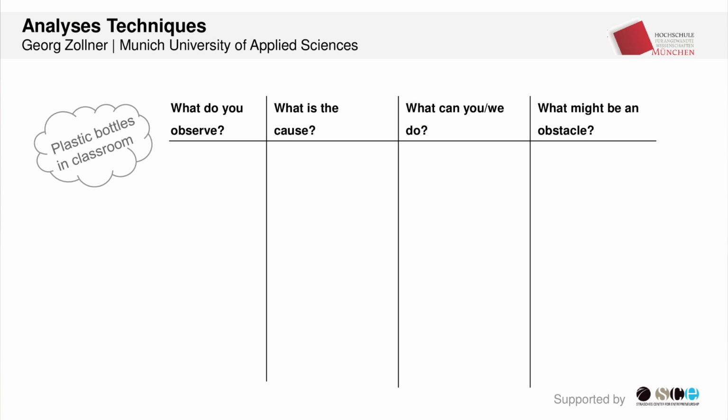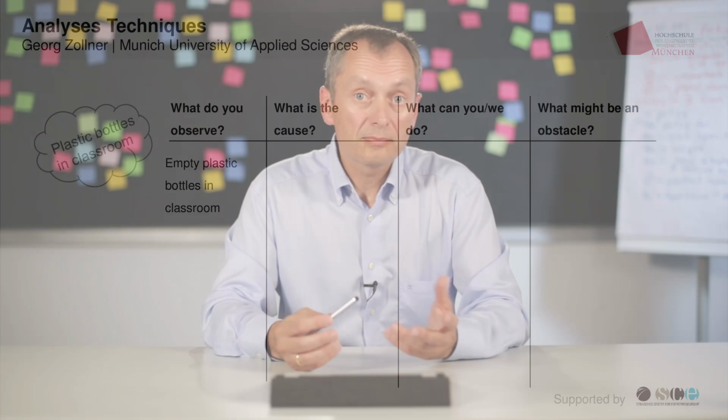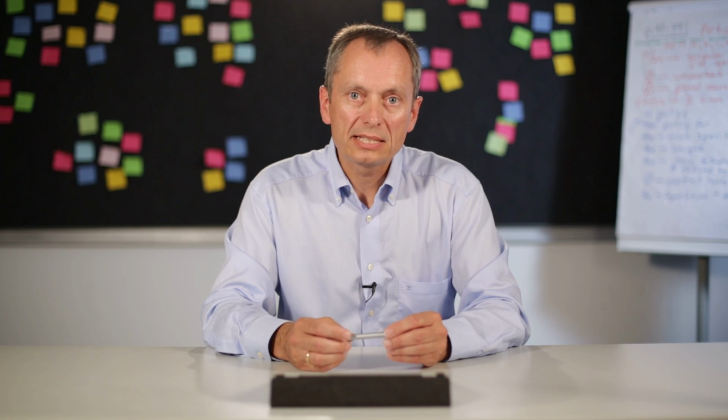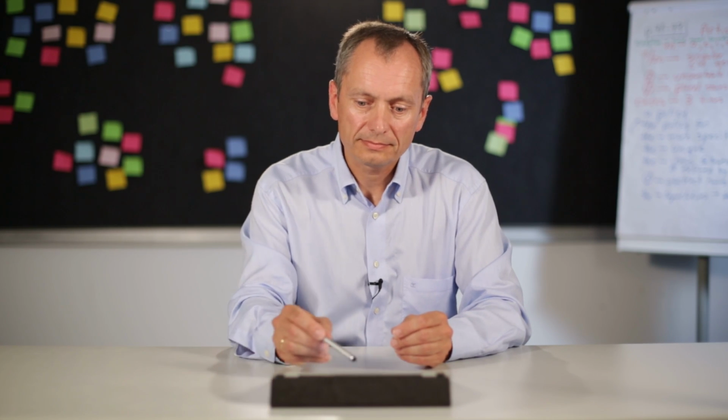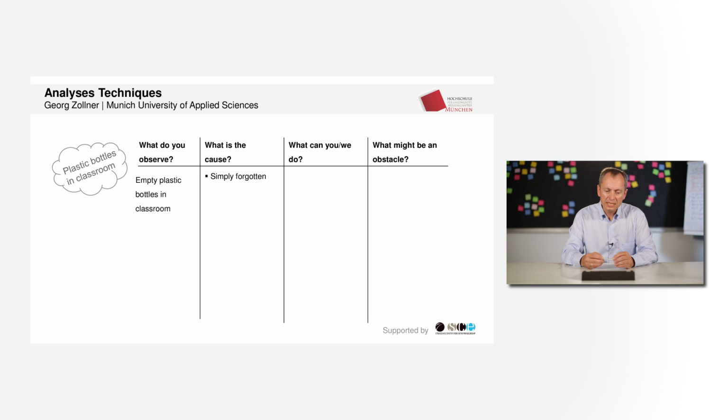So you put a sticker on it, plastic bottles in the classroom. What do you observe? You observe empty bottles in the classroom, and now you work on the causes. What might be the cause for this plastic bottle in the classroom? It could be that students simply forgot to take this bottle away. Another cause could be that there is no bin in the classroom. That's the reason why the students left the bottle on the top of the desk.